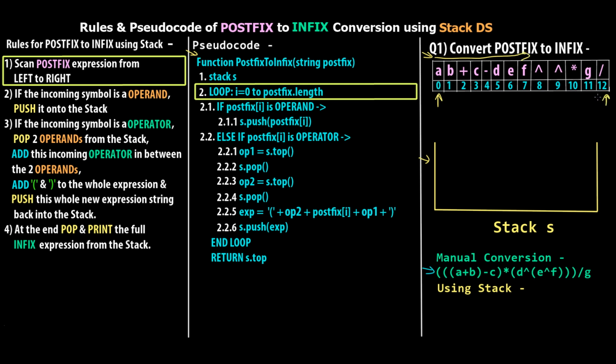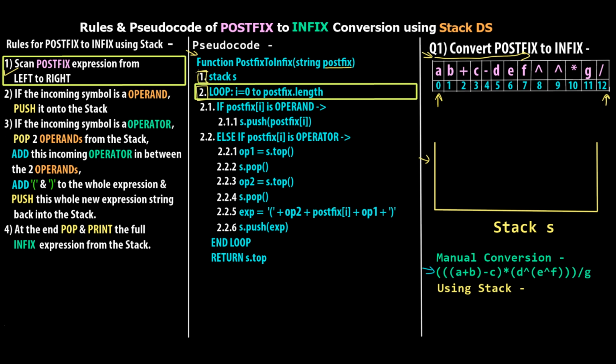So when we speak programmatically, this string will have its index positions. At every index position we'll have a symbol which can be an operand or an operator, right? So this is rule number 1. For this rule number 1, we have the pseudocode statement, which is this point number 2, which says loop I equals 0 to postfix.length. So in this pseudocode, we're creating a function postfix to infix, which will accept a string, which is the postfix string or postfix expression.